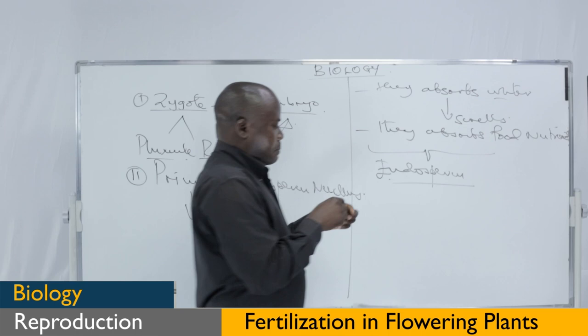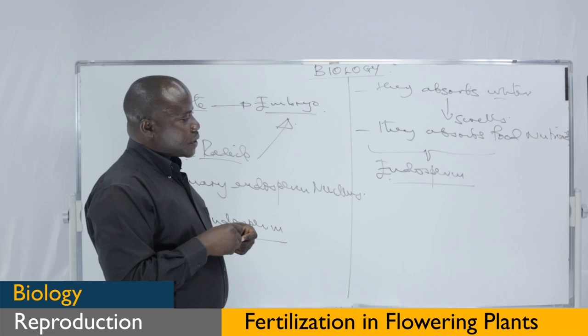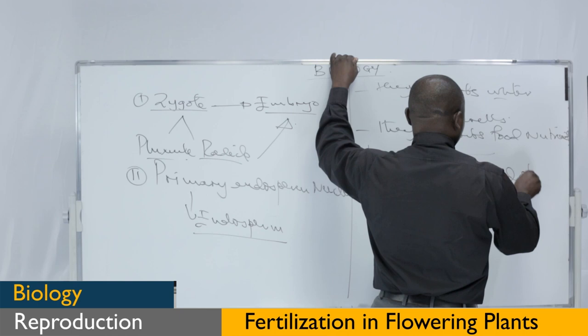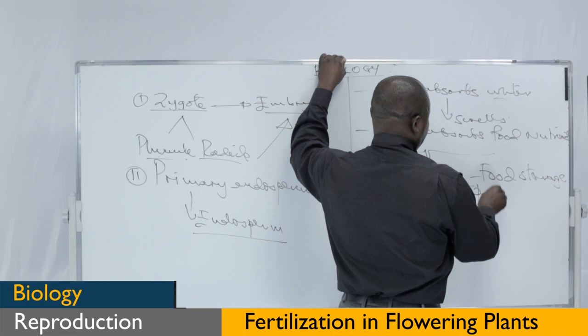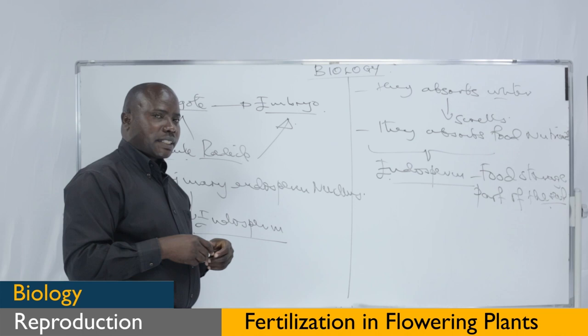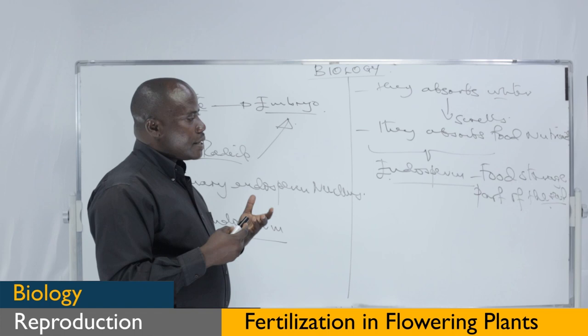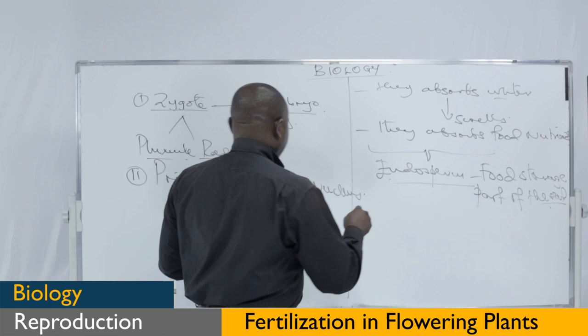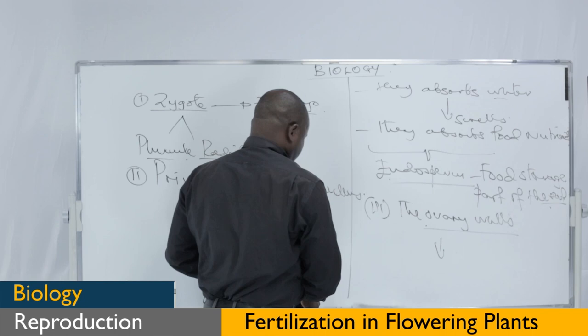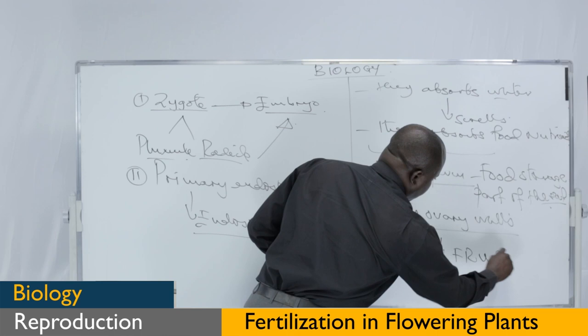But the question here is, what is the importance of the endosperm? The endosperm is the main food storage part of the seed. Therefore, one of the importance of double fertilization is the formation of endosperm, which forms the main food storage part of the seed. But another importance of double fertilization is referred to ovary walls. The ovary walls are transformed into fruit. This fruit encloses the seed.